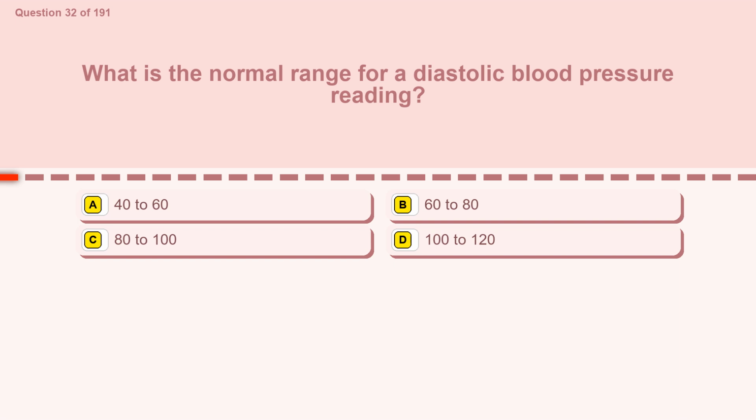Question 32. What is the normal range for a diastolic blood pressure reading? Option A, 40 to 60. Option B, 60 to 80. Option C, 80 to 100. Option D, 100 to 120.